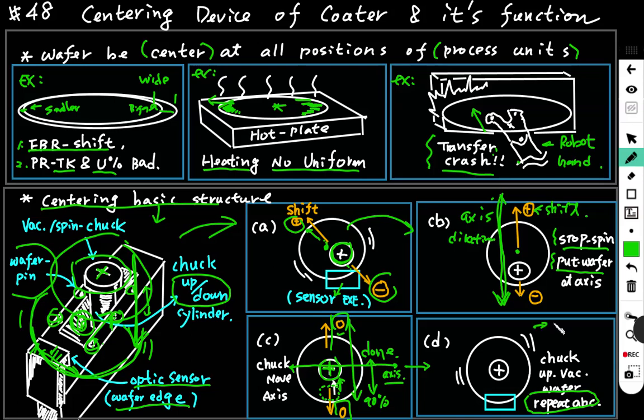Until the center of the wafer can align at the central of the chuck. We may repeat step ABC about 3 or 4 times. After that, it can complete this work and let the wafer go anywhere to the process units of the equipment.